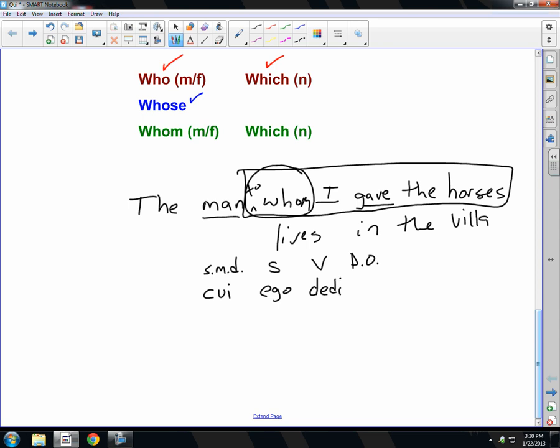Horses is going to be my direct object. It is plural, so I'm going to make sure I make it plural. This is just my relative clause. Now the subject of the main sentence is man, so I put man here. The prepositional phrase is in villa, and then my verb is habitat.